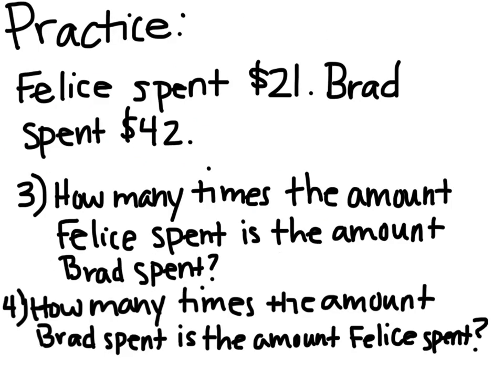Okay, try one of these tricky ones on your own. Felice spent $21. Brad spent $42. In question 3, calculate how many times the amount Felice spent is the amount that Brad spent. Remember, whichever name comes second is your first term. Whichever name comes first is your second term. In question 4, calculate how many times the amount Brad spent is the amount Felice spent. Don't forget to reduce your fractions to give your answer in simplest form. Press pause while you work, and there's one final idea in this lesson.